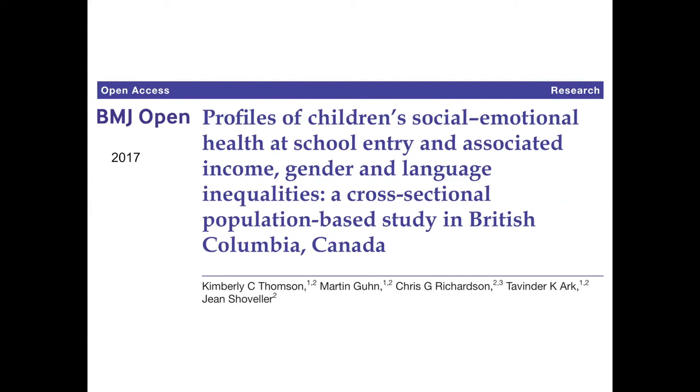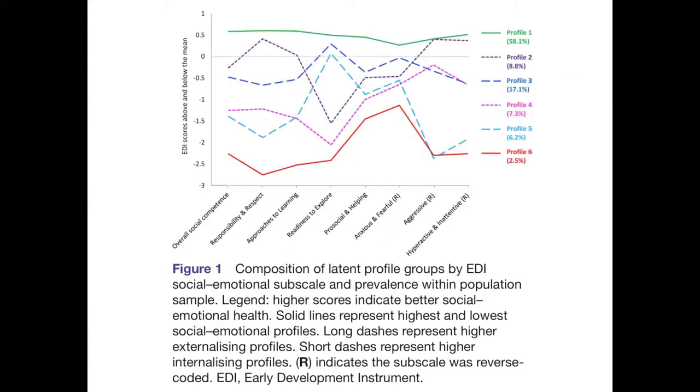So here's the title from the publication if you want to go into more depth. But the children were categorized into these social emotional health profiles according to the EDI data. And what we found is that the large majority, about 58%, were in a group that is really characterized by doing well on all these social emotional subscales on the EDI. But then for a range of the other groups, you see that there's quite a bit of crossover.